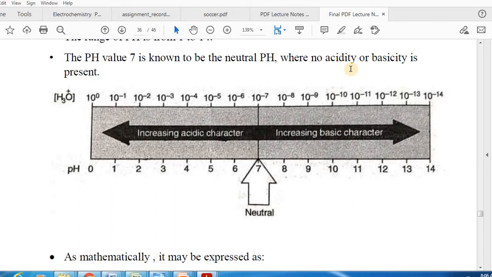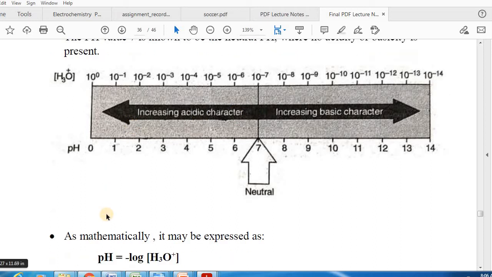basicity is present. So this is a table showing the pH range and hydrogen ion concentration at which we will have different pH values. We can see from this figure when the pH is equal to 7, the system is neutral. As the value of pH is increasing, basic character is increasing. As the value of pH is decreasing, acidic character is increasing.